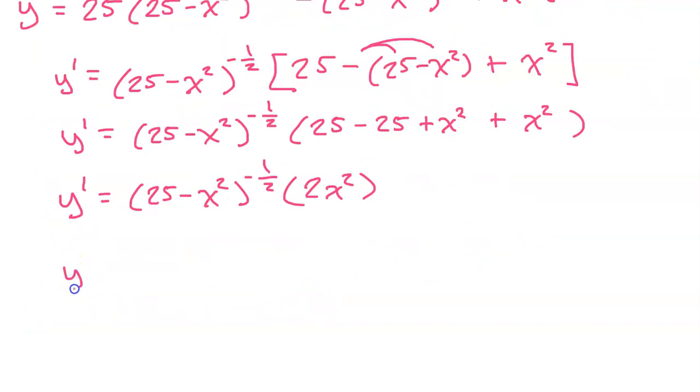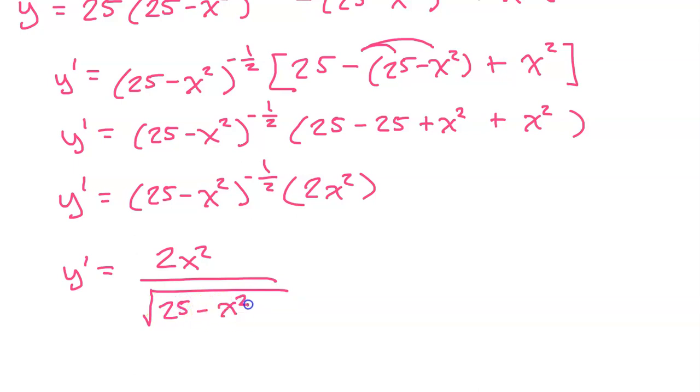For the last step, y prime equals, I am going to leave the 2x squared in the numerator, as I drop this factor down to the denominator because it has the negative exponent. So that would give me 25 minus x squared to the positive 1/2 power. But we know that the 1/2 power is the square root. So better to go ahead and write it as the square root of 25 minus x squared. So this is the final answer.